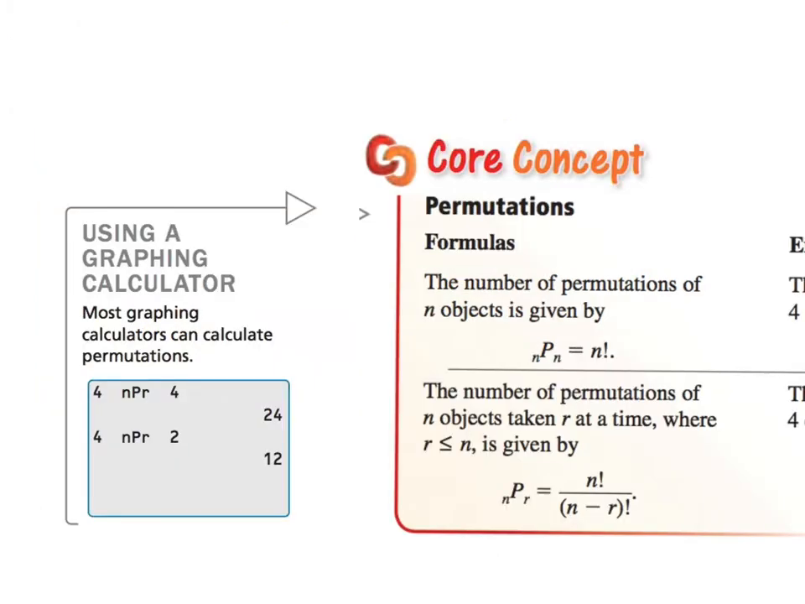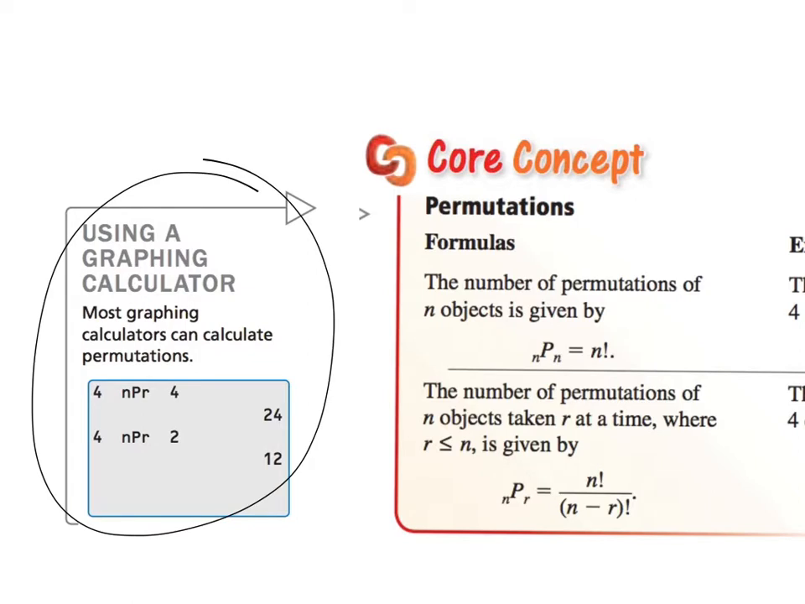Something to make note of is that you can use this in a graphing calculator. You do have a button where you can do 4 permute 4 or 4 permute 2. And if you need help finding that in class, I can show you.